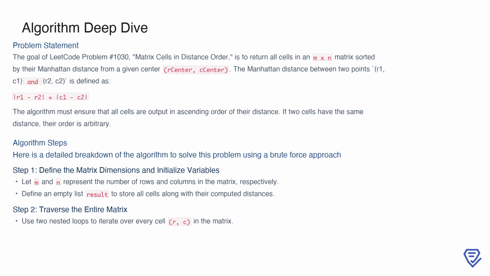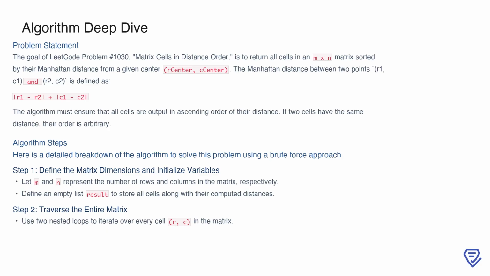their Manhattan distance from a given center point. The Manhattan distance between 2 points is calculated as the sum of the absolute differences of their row and column indices. For example, the distance between (R1, C1) and (R2, C2) is simply |R1 - R2| + |C1 - C2|. The challenge lies in ensuring that the cells are returned in ascending order of their distance from the center. If two cells happen to have the same distance, it's acceptable for their relative order to be arbitrary.